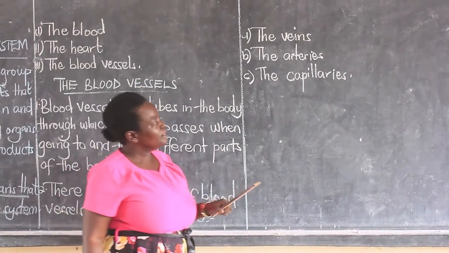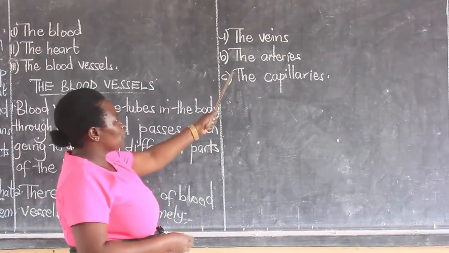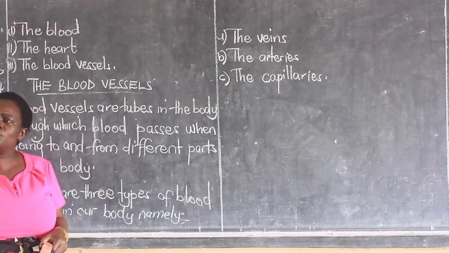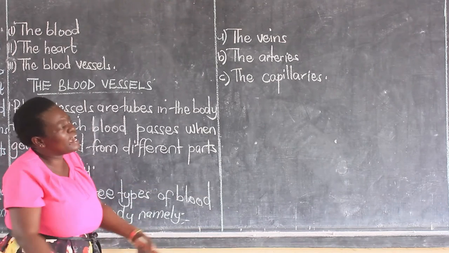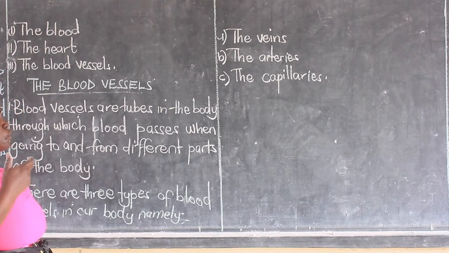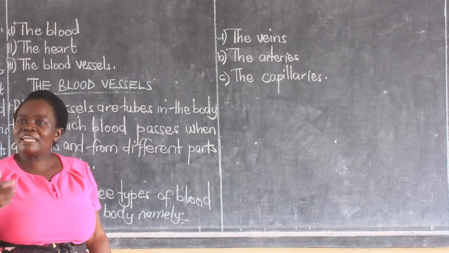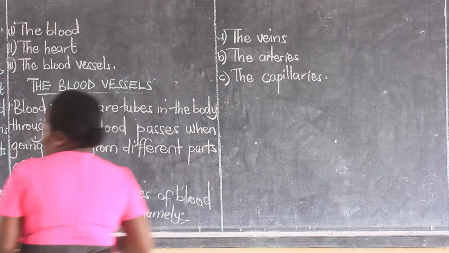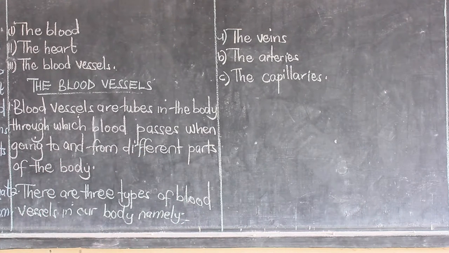Hope we are together. And we are going to look at each blood vessel one by one in the details. We need to know, what does this blood vessel do in our body? What is the function of this blood vessel in our body? So we are going to look at each blood vessel at a go. And we shall start with the first one, the arteries.